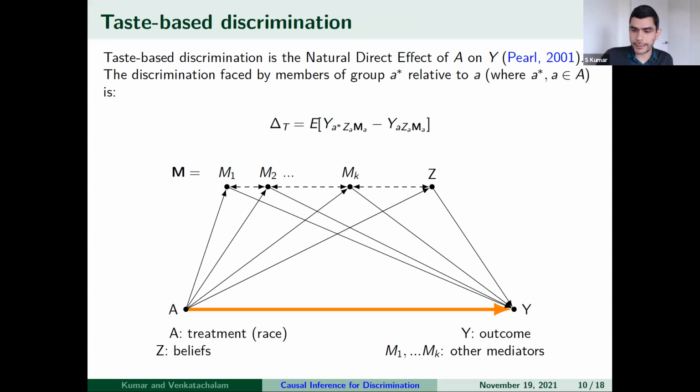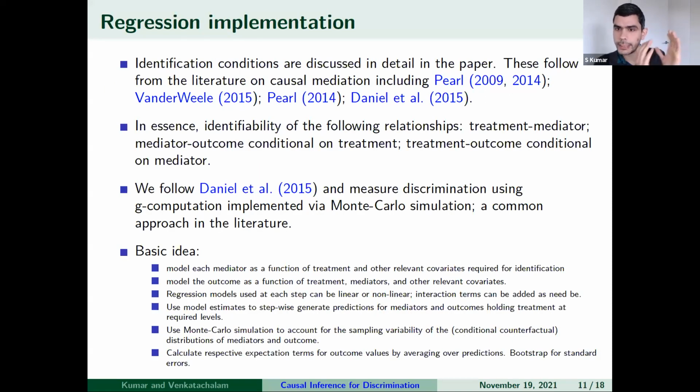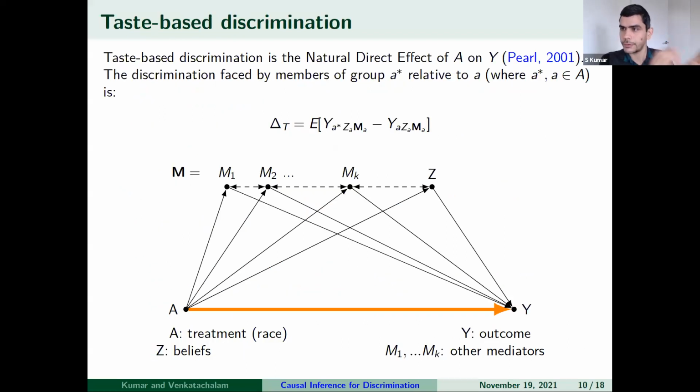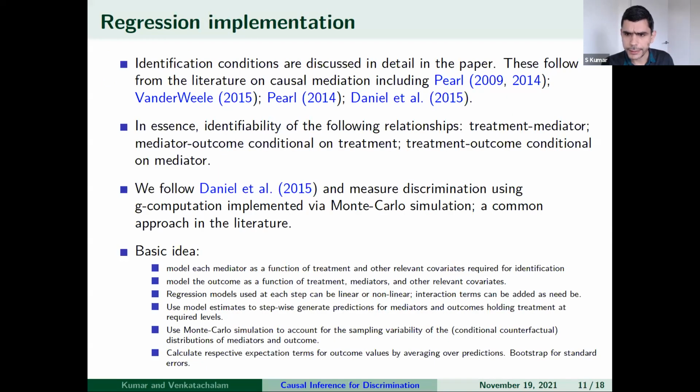Repeat this procedure many times, and each time you take the average of the Y. And so the average of the averages across these Monte Carlo draws gives you the counterfactual which you want, corresponding to each of these E terms. So you do this for each of the E terms, then you simply take the difference, and that gives you what you want. And you calculate standard errors by bootstrapping.